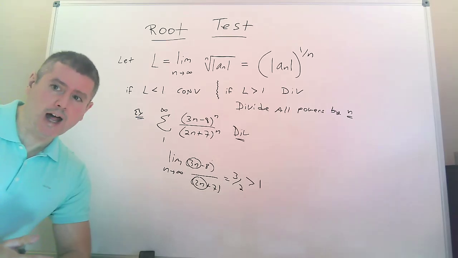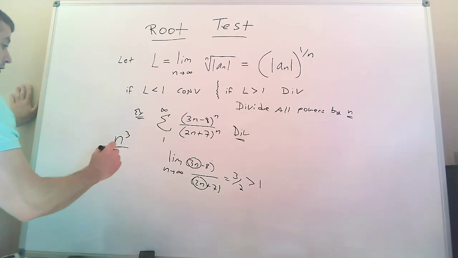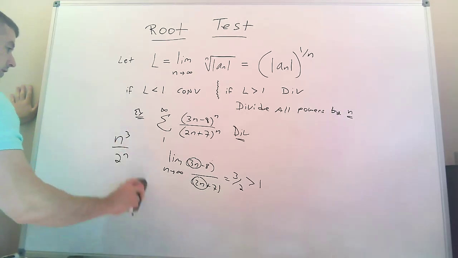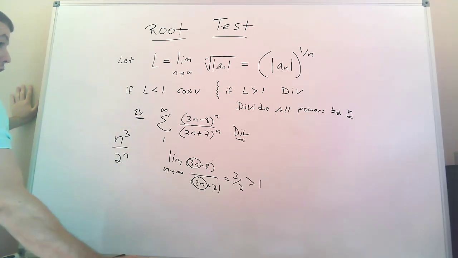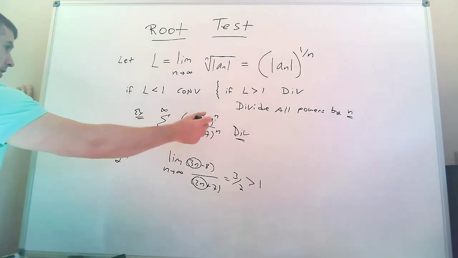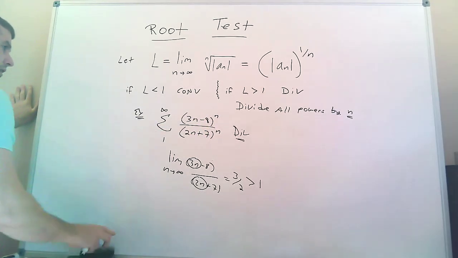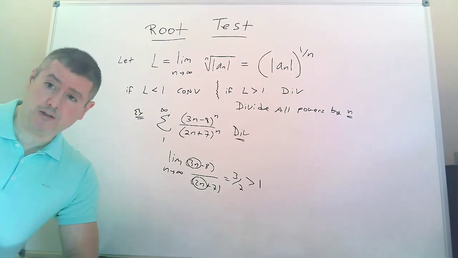It doesn't work on a lot of things. There's a lot of things that are not appropriate. Like I just said earlier, if you're trying to do that on this, n cubed over 2 to the n, if you're trying to do root test here, no. Ratio test. So the root test is very limited in where you can use it, but it's perfect for stuff like this. Because you can't really do this type of problem any other way. So that's what the root test is for.